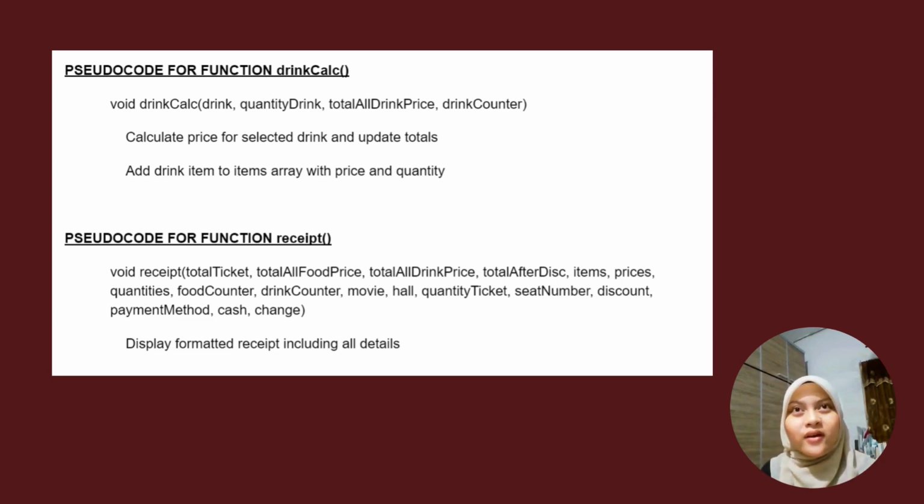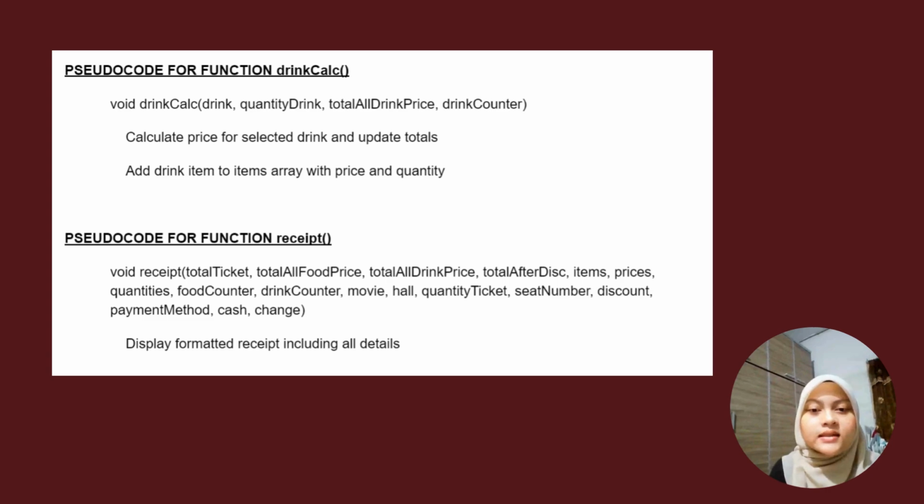This will be displayed at the end of our program, which includes total ticket, total all food price, total all drink price, total after discount, items, prices, quantities, food counter, drink counter, movie, hall, quantity ticket, seat number, discount, payment method, cash, and change. It will display as a formatted receipt, including all details.